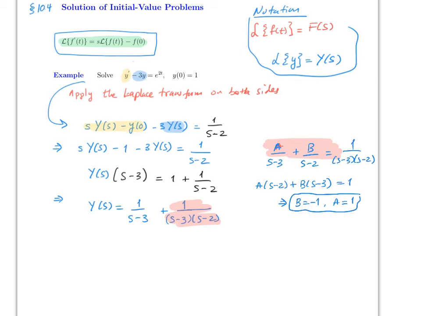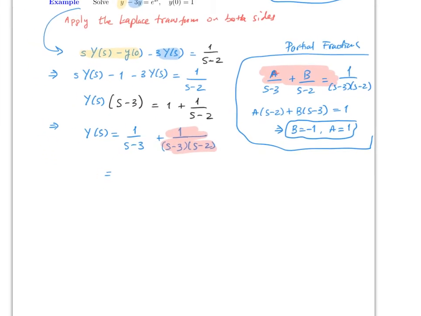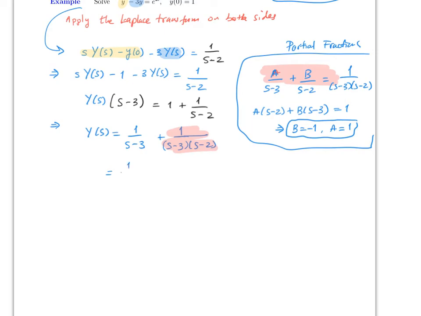So this is how you find the values of A and B using partial fractions. From here, this is the same thing as 1 over s minus 3 plus 1 over s minus 3, because the value for A is equal to 1, and then minus 1 over s minus 2. You can combine this. This is not the case all the time, but in this case you can do it.